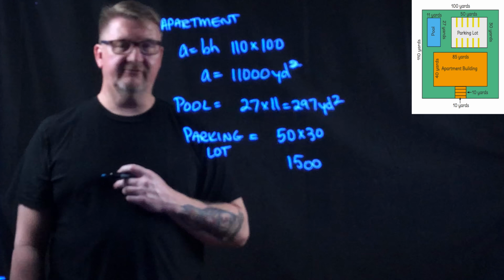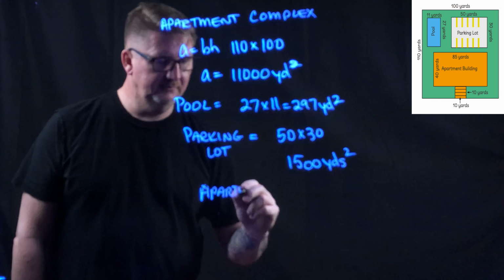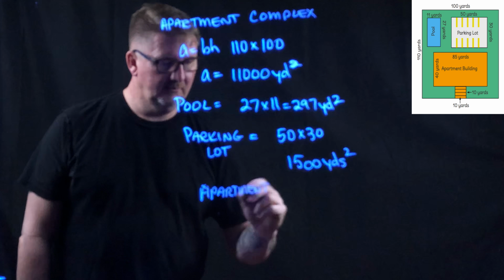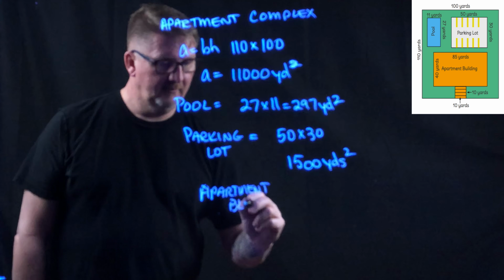All right, next is the apartment building. That's the complex. I don't want to get you all confused. This is the whole complex. All right, this is the apartment building. The apartment building is 85 by 40.